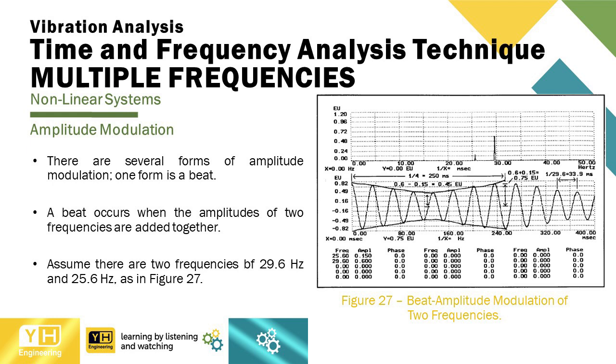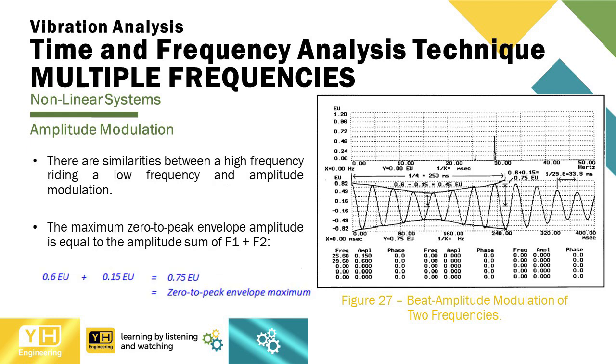Assume there are two frequencies, 29.6 Hz and 25.6 Hz, as in Figure 27. There are similarities between a high frequency riding a low frequency and amplitude modulation. The maximum 0 to peak envelope amplitude is equal to the amplitude sum of frequency 1 added to frequency 2, as shown in this equation. 0.6 engineering units plus 0.15 engineering units equals 0.75 engineering units, equal to the 0 to peak envelope maximum.